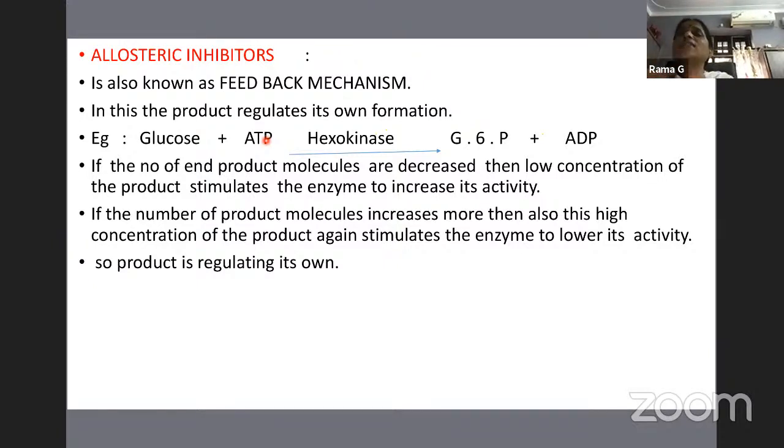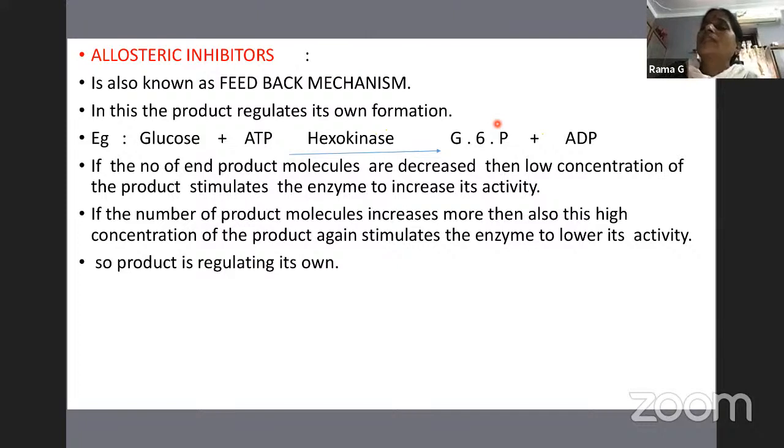To understand allosteric inhibitors, or why it is called a feedback mechanism, let us take this example. Suppose in this reaction, 10 molecules of glucose 6-phosphate should be released. But unfortunately, only 9 came. That means one molecule is deficient as per our calculations. So here, the number of product molecules has decreased.